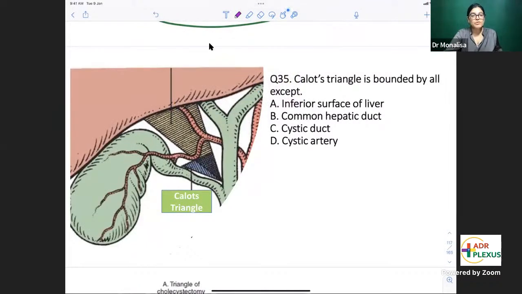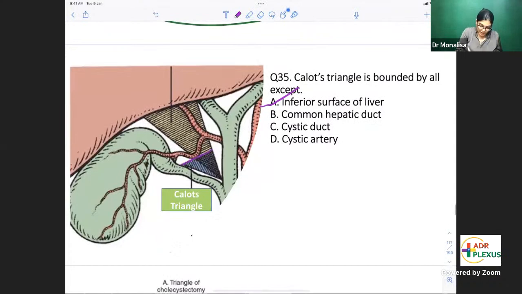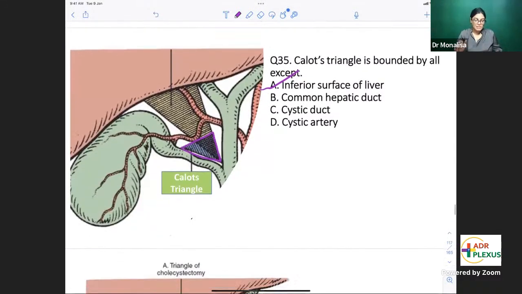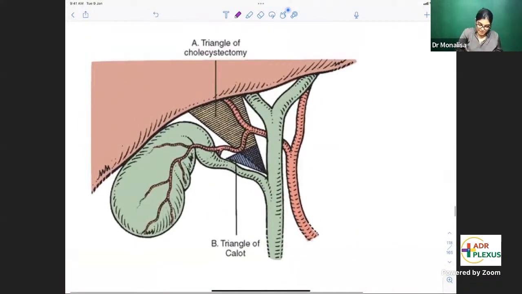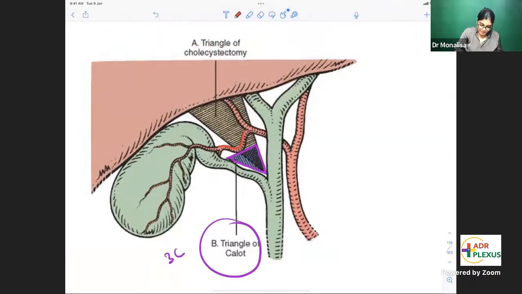Yes, many of you have given the right answer. Definitely right, the inferior surface of the liver is not forming a boundary for this triangle. The boundary is by 3C. You can see here, this is the triangle of Calot, which has the boundary by 3C. The upper C is the cystic artery, this is the cystic duct, and this is the common hepatic duct, 3C.